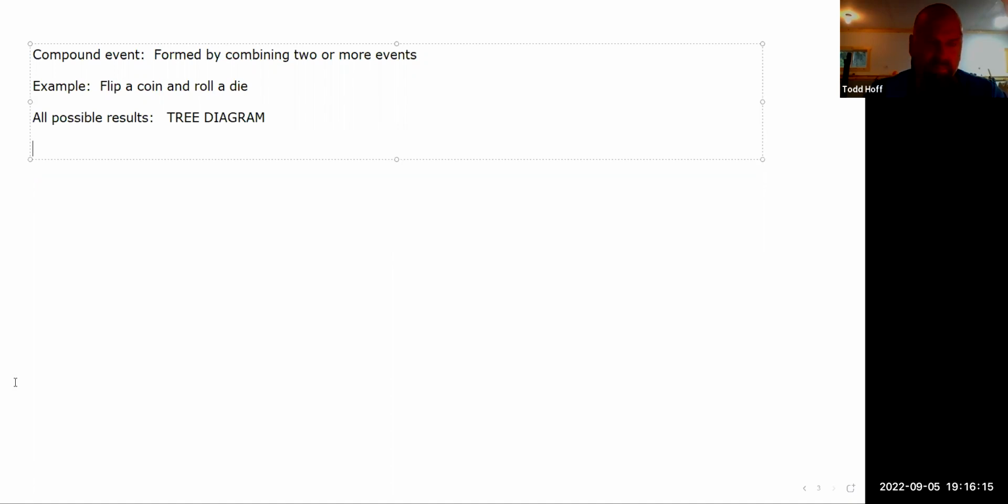So I'm going to move over a little bit here. On the coin, we might get heads or tails. Then on the die, we might get a 1, a 2, a 3, a 4, a 5, or a 6. Those are our possible results. Now we have to connect these.